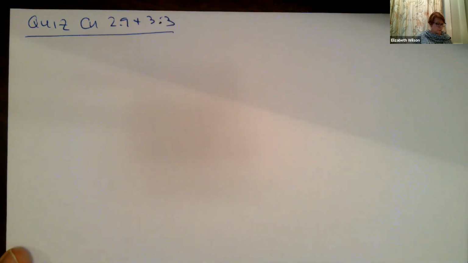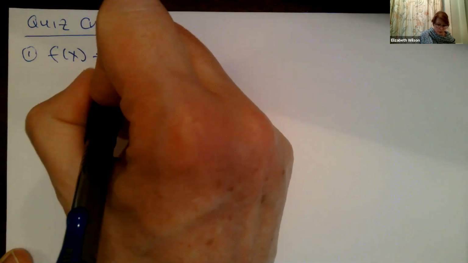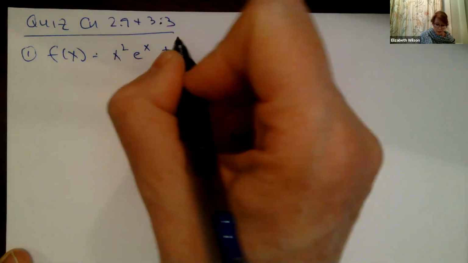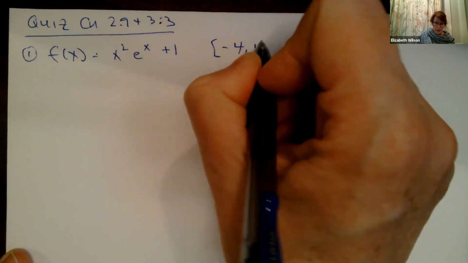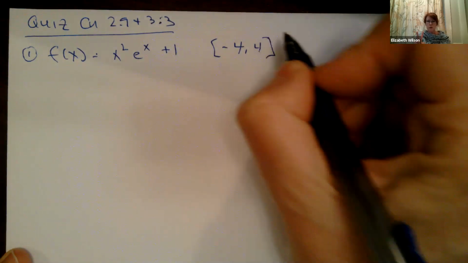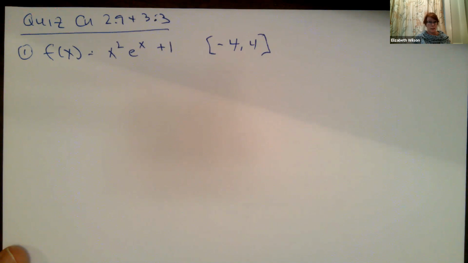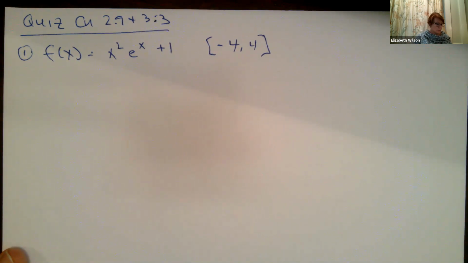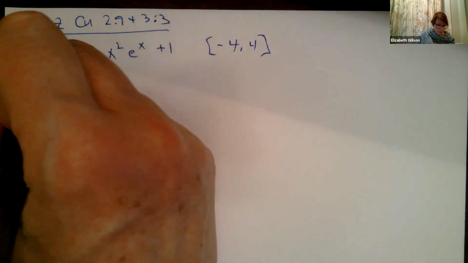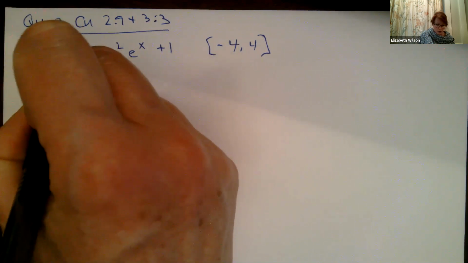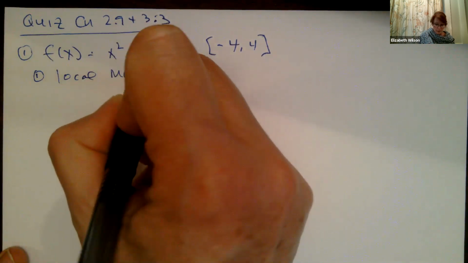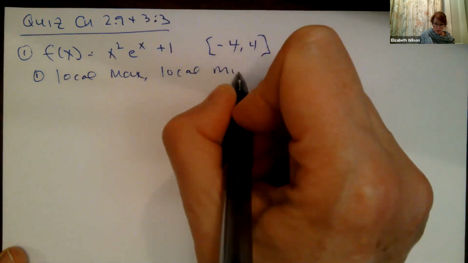Question 1: we're given a function, x squared e to the x plus 1, on the interval -4 to 4. And we're asked to come up with 2 things. You have to read the question. It wasn't a part A, part B. It was all meshed in. These are set up like final exam type questions. So the first question is, where are the local max and local min points?